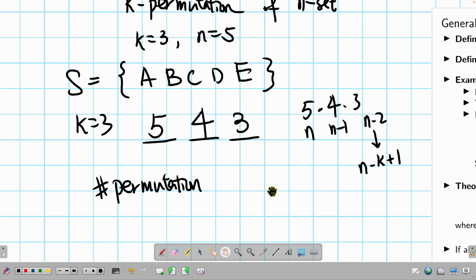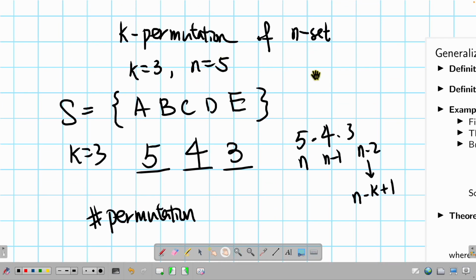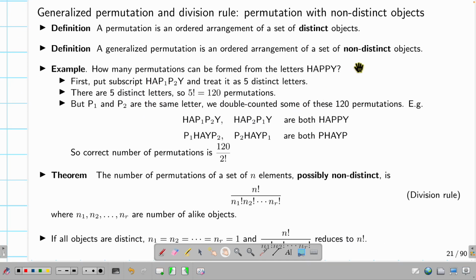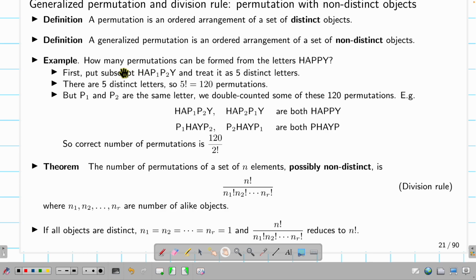So therefore, this is the number of k permutations of an n set. This means I can have k objects, and they are all distinct, from an n set. But what if we allow non-distinct objects? For example, how many permutations can be formed from the letters of HAPPY?